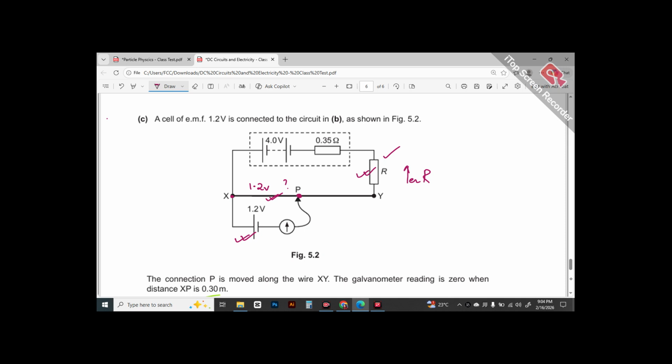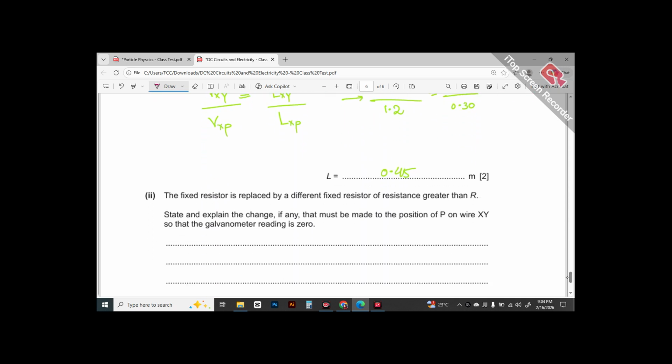And in order for the potential drop to increase, we have to ensure that the resistance between the point X and the point P increases, which is only possible if we increase the length between X and P, because resistance is directly proportional to the length of wire. Which would mean that I have to bring this pointer somewhere here, that is, towards the right. And that is how you are going to answer this question. You have been asked to state where to move it and then explain.